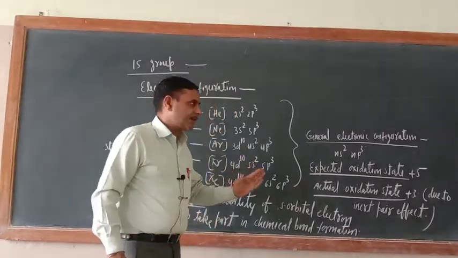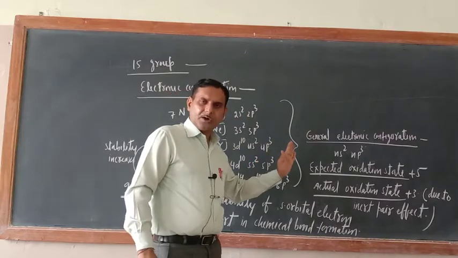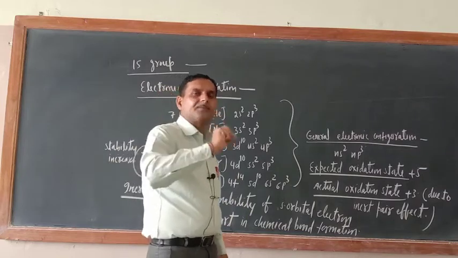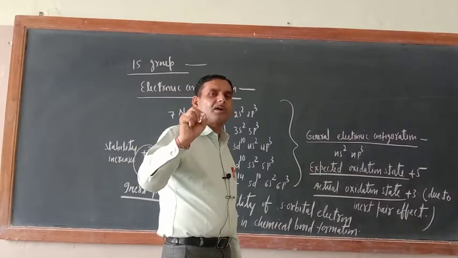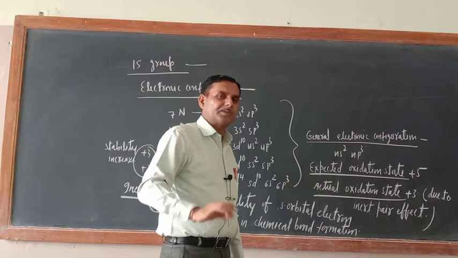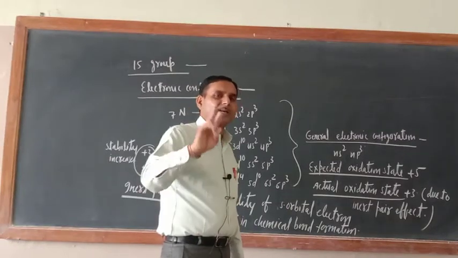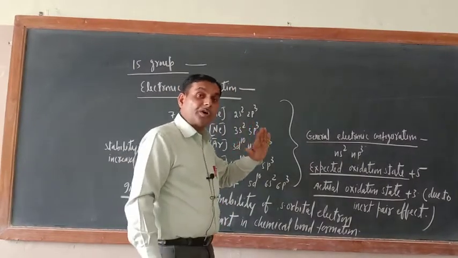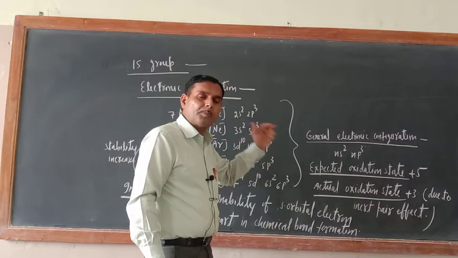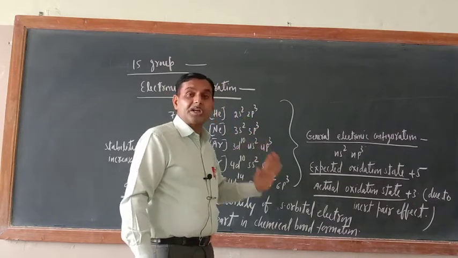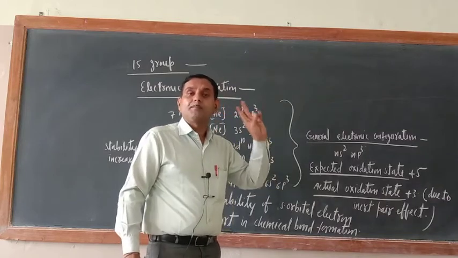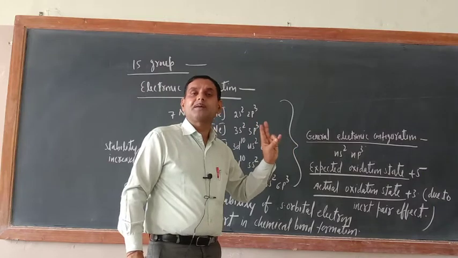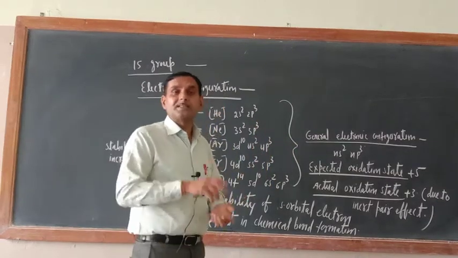Just try to understand, in all the groups the ns orbital and np orbital are there. But due to the inert pair effect, s orbital electrons will not take part in bond formation. So who will take part? Only p orbital electrons will take part. That is why there is an oxidation state 2 less than the group oxidation state. The group oxidation state of 14th group elements is +4, but s orbital electrons will not take part, so their oxidation state becomes +2. This is the only reason.